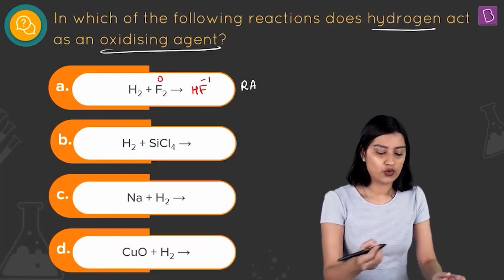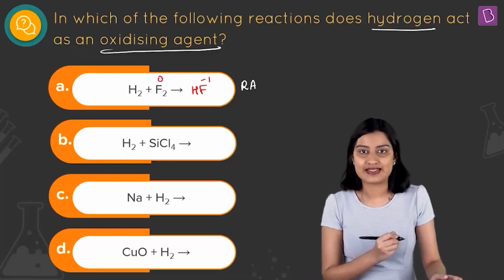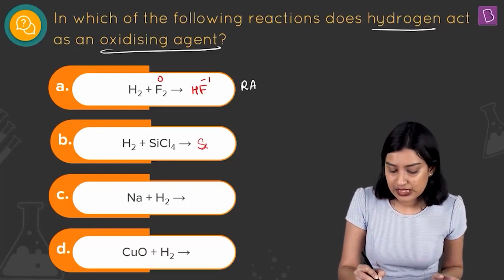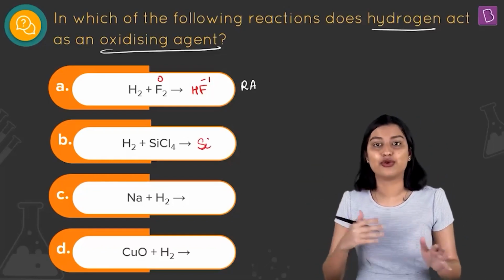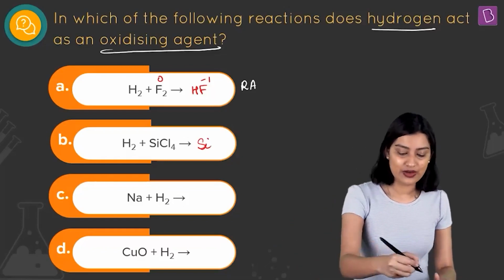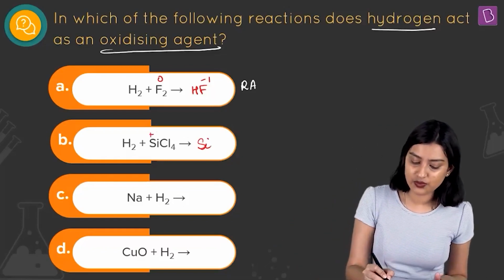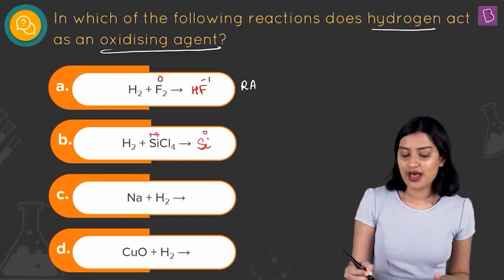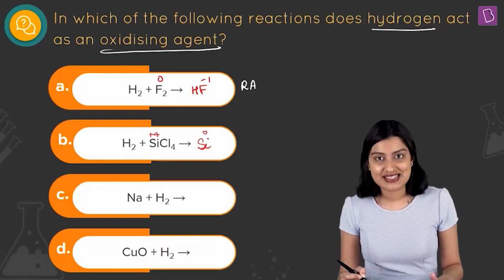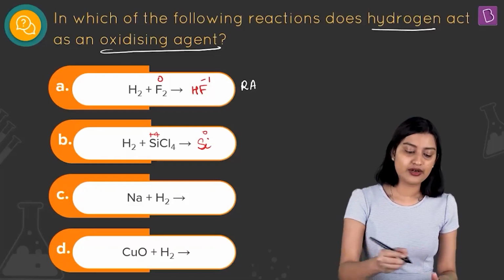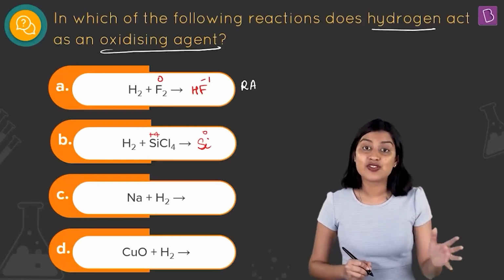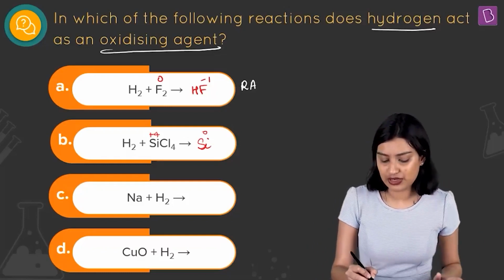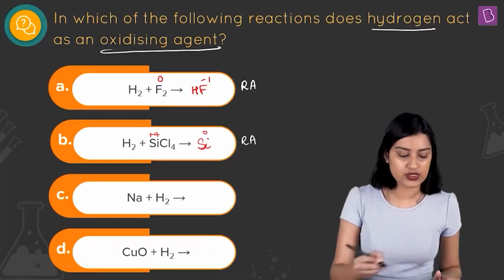Okay. Then you have option B, H2 plus SiCl4. This gives you silicon plus HCl, right? Since I'm only concerned with silicon, I'm not going to be talking about anything else. So here silicon before the reaction was in the oxidation state of +4. After the reaction, you have 0. Okay, so what do we get here? Silicon is going from +4 to 0, which is reduction. So here also hydrogen has behaved as a reducing agent.